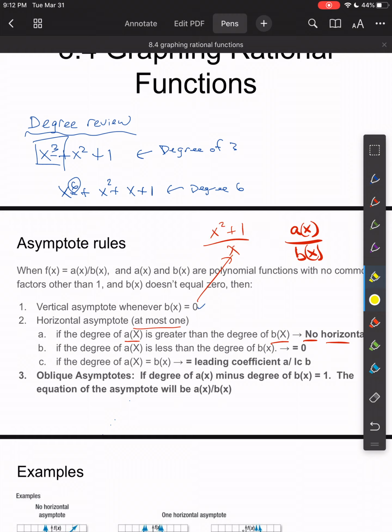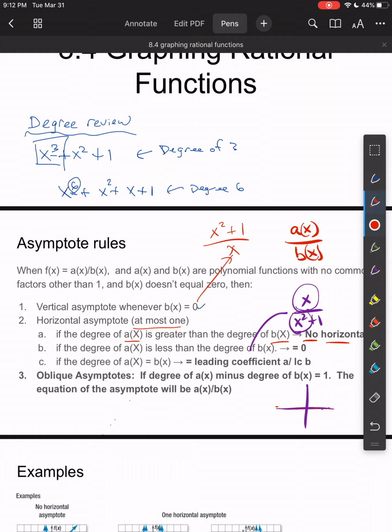The second rule with a horizontal is if the degree of A is less than the degree of B, then it is equal to 0. An example of this I will give you here in purple would be something like x over, well, if we just flipped it, x squared plus 1. So if the degree of A is less than the degree of B, which it would be here, because the degree of A here is 1 and here is 2, then we have a horizontal asymptote at 0. If you were to graph that, the horizontal asymptote would just be right here on the x-axis.